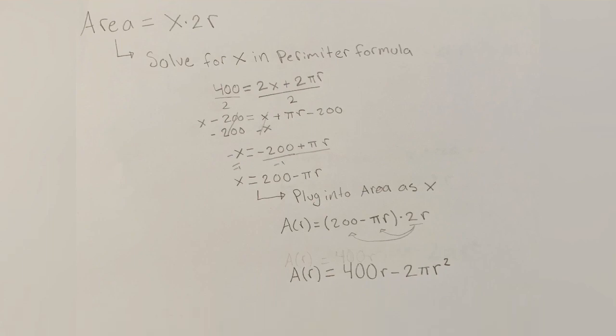The area of the rectangle would be A equals x times 2r. x is one side of the rectangle and 2r is the other side. We're using 2r because r is the radius and we need the full side. With this, we need to use the perimeter formula and solve for x. Divide both sides by 2, subtract 200 and x from both sides, and divide both sides by -1. After that, we need to plug in what we got for x back into the area formula. The simplified formula now is A of r equals 400r minus 2 pi r squared.